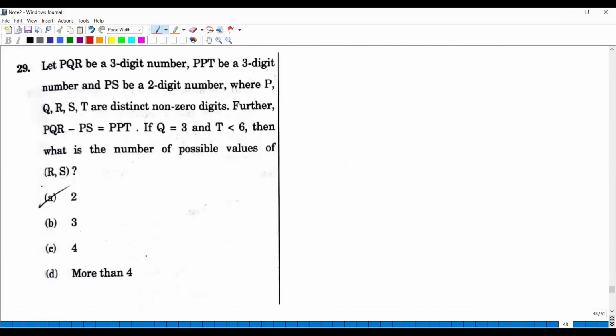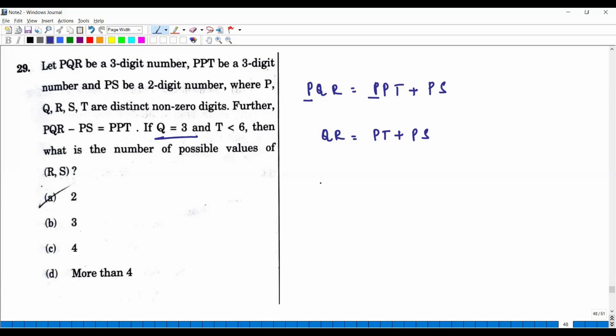Let PQR be a 3-digit number, PPT be a 3-digit number, and PS be a 2-digit number where P, Q, R, S, T are distinct non-zero digits. Further, PQR minus PS. See, I'm writing it like PQR is equal to PPT plus PS. See, P means P into 100, P into 100, you can cancel. You can say QR is equal to PT plus PS.